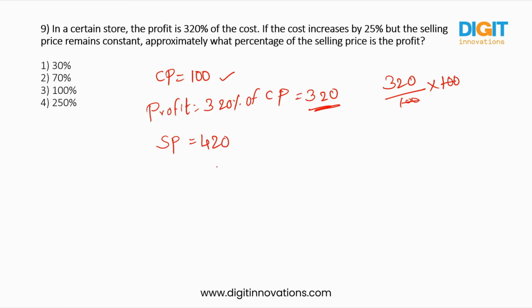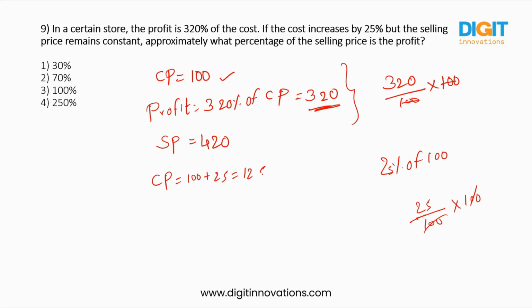So selling price is 420. Then after this, the cost price increases by 25%. So 25% of 100 would be 25 by 100 into 100, it will be 25. So 100 plus 25, it is 125. So CP now is 125 and SP remains the same. That means 420 only.